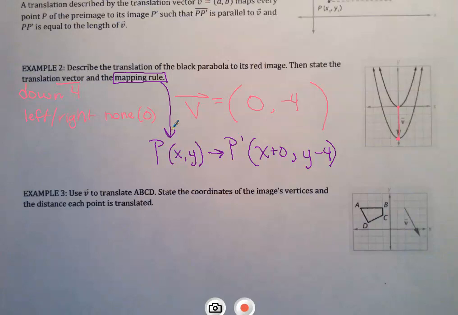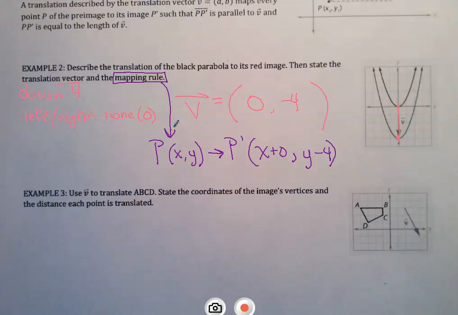Again, like the note part, it's very wordy. I tried to rephrase it but keep theirs, and it's just really complicated. I'll have to get better at that next year to rephrase it to make it sound a little simpler. But that's your mapping rule and your vector.